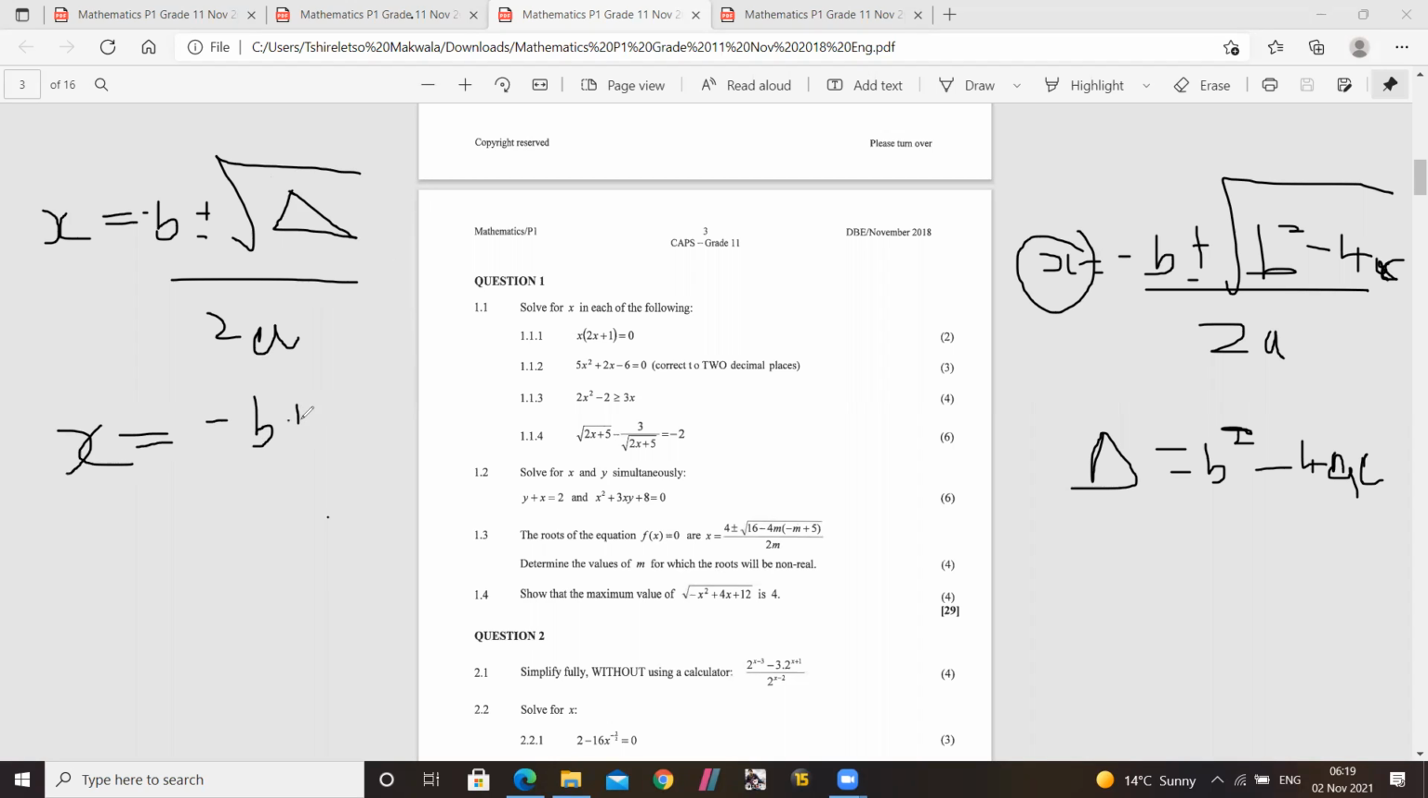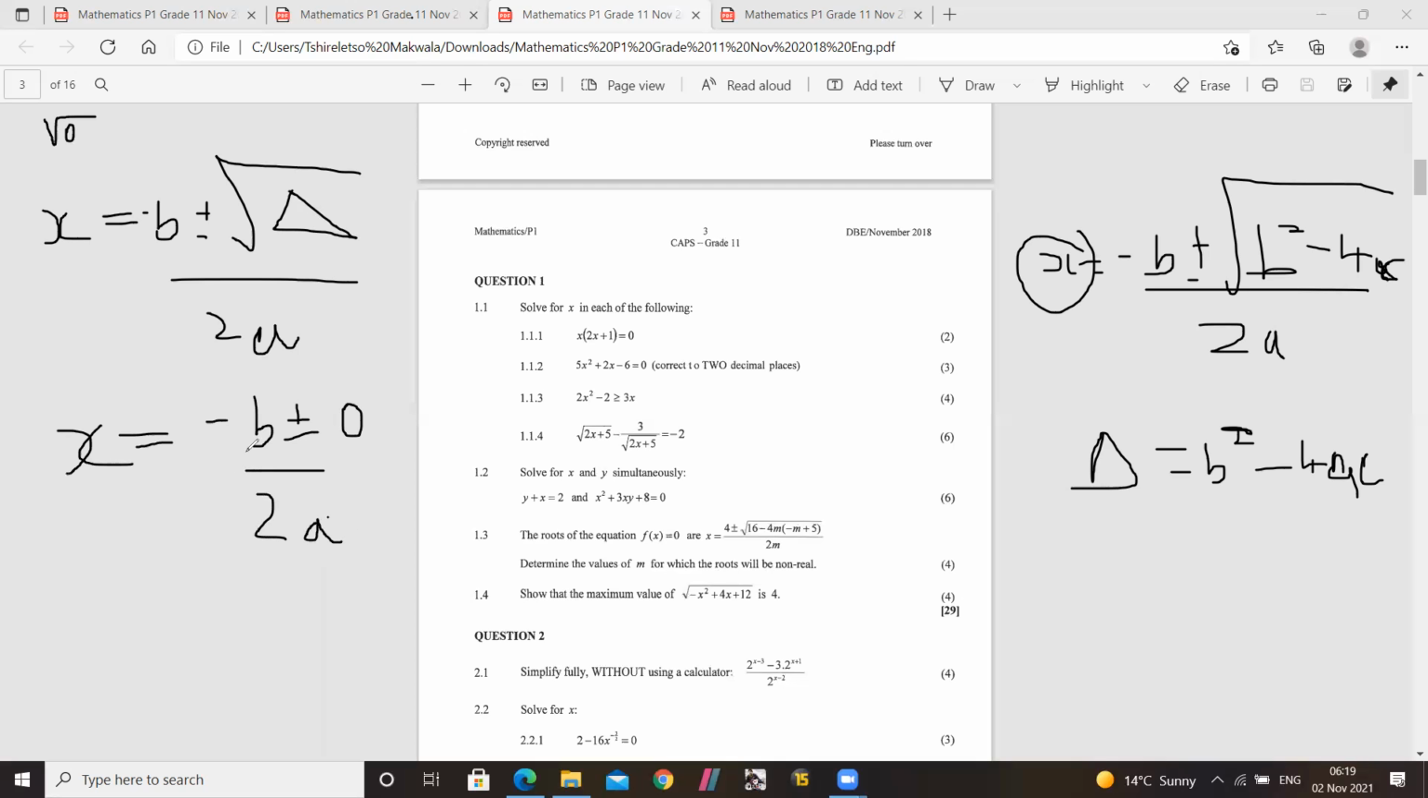Do you agree that it will be 0 under a square root? So it will be the square root of 0. And what is the square root of 0? The square root of 0 is equal to 0, right? So you're going to get 0 all over 2a.